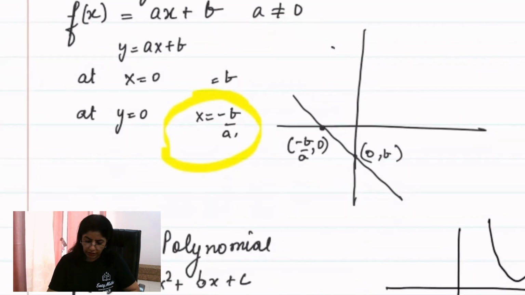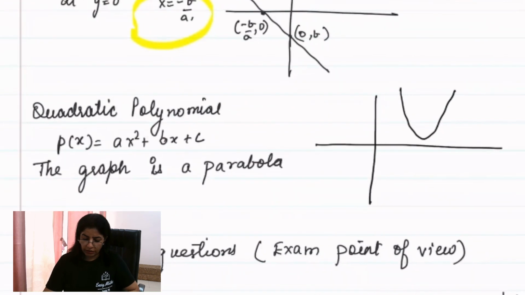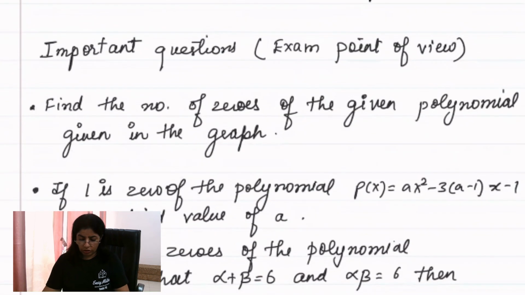Moving on to the next, the quadratic polynomial, the graph is a parabola. Now, that's it about the chapter. This is what is asked in the chapter. Now, the important questions that are asked are like this: find the number of zeros in the given parabola by seeing the graph, if one of the zeros is given, find the value of a, and if alpha and beta are given, find the quadratic equation.